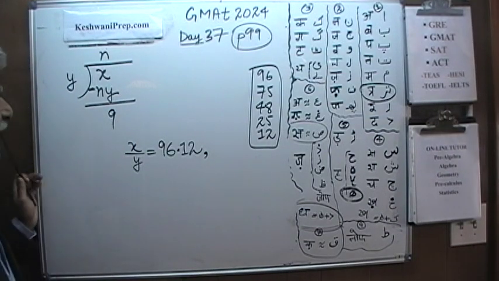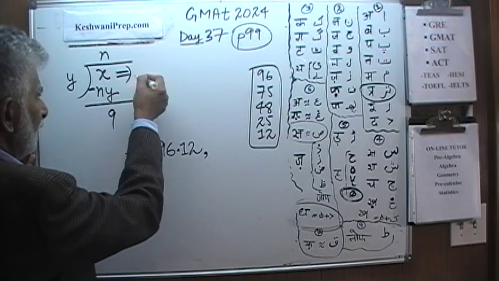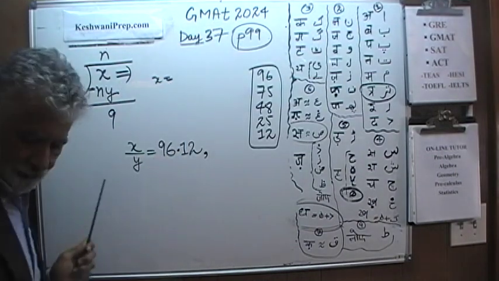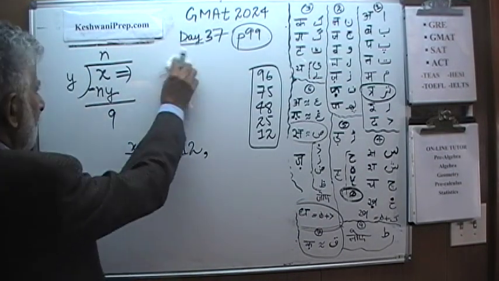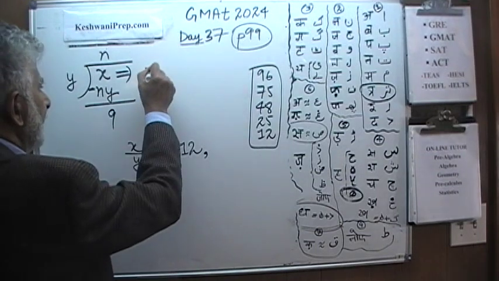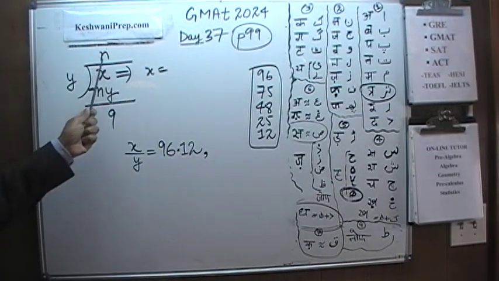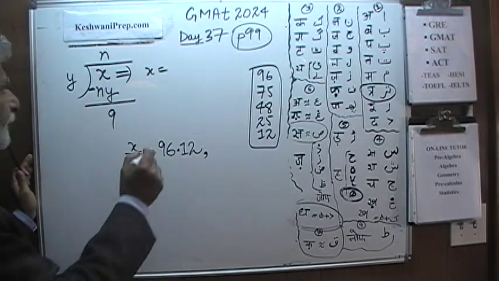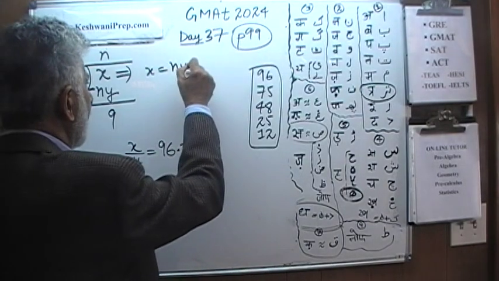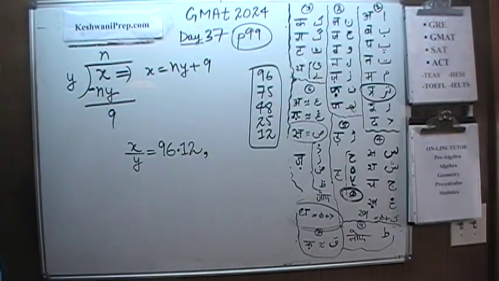What all of this implies is that this x must equal n times y plus 9, because 9 is the remainder.